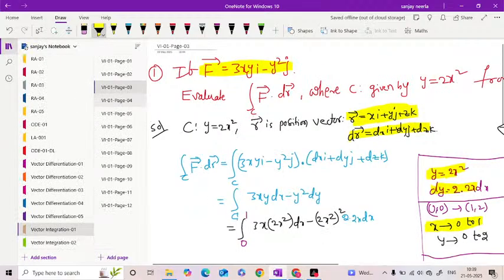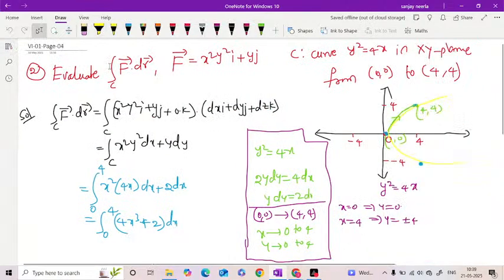Similarly, what is the second question? The second question is also the same. Evaluate the line integral of f dot dr, where f is x square y plus x square y square i plus y j, and the curve is y square is equal to 4x. So it is also a parabola, but the parabola is like this. In this parabola you have to evaluate from (0, 0) to (4, 4).